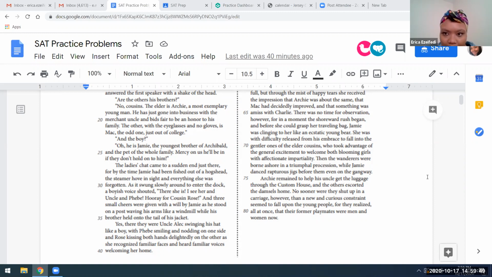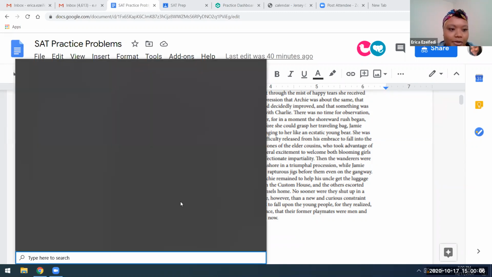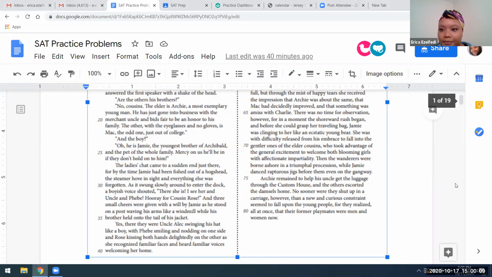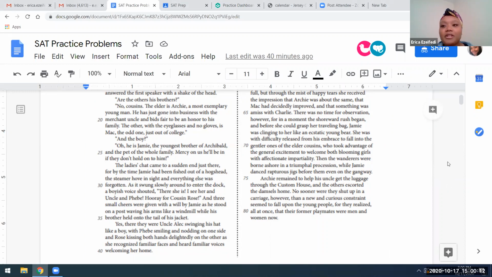So that's pain. But as far as pleasure, her being pleased, there are other parts of the passage where the cousins are very happy to see each other. In this paragraph over here, the late 20s to 30s lines, they're very happy to see her.